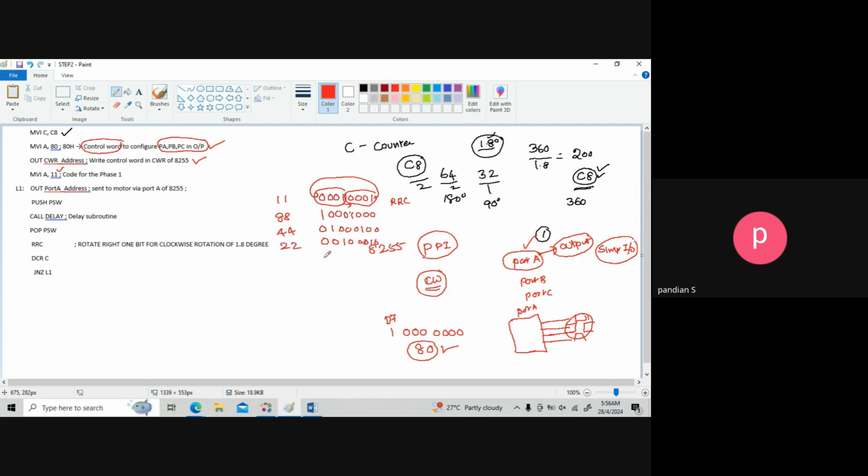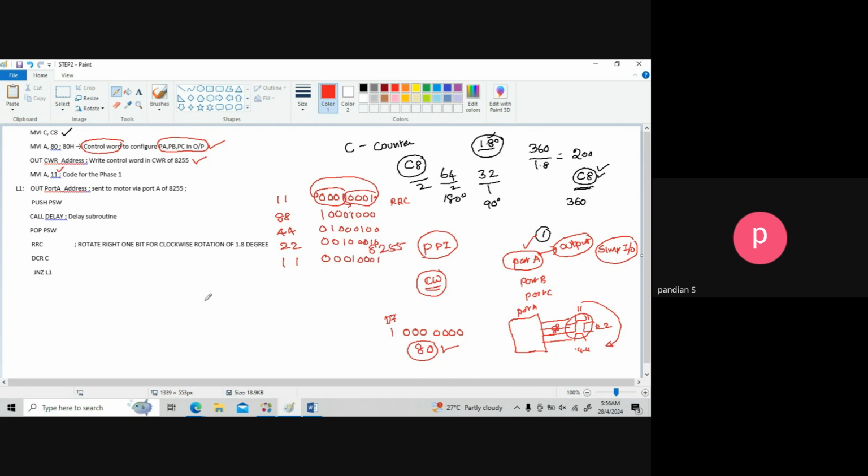22. Then the next rotation comes to the initial position. So here we are now having 11 again. The first 11 is going to energize here, then the second 22 is going to energize here. Then 44 and 88, and then we have 11 again. In that manner, we are giving the clockwise rotation of the motor, right?